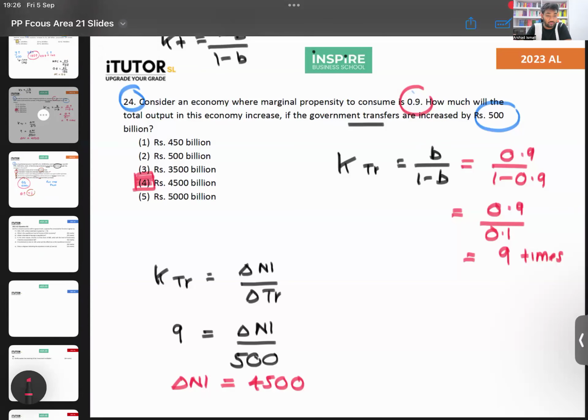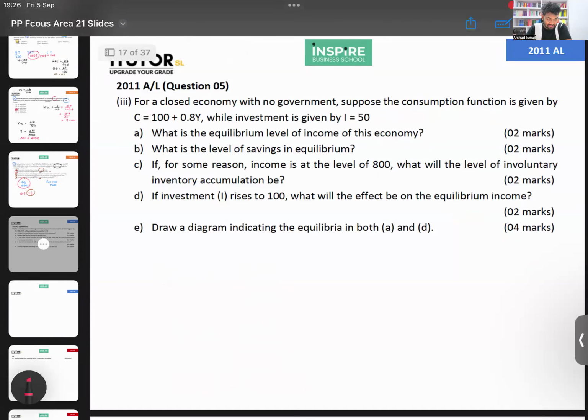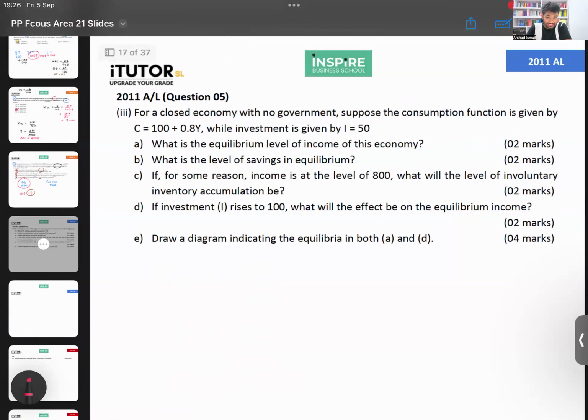So do you want a small 4-minute break? It's 7:26. I'll give you a small 4-minute break until 7:30, and then we'll start the essay questions. Essay questions, we can go comparatively faster. So take a break until 7:30 and be back. I will start the essay question. Take a break.